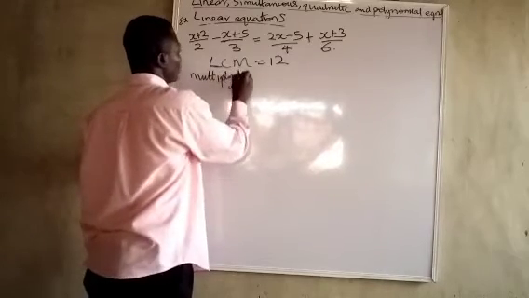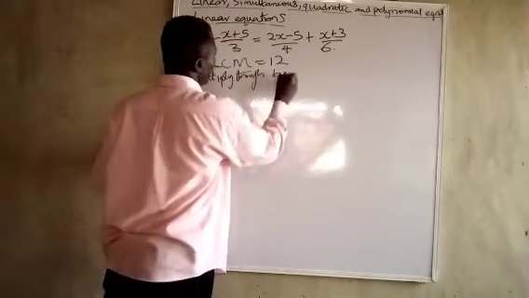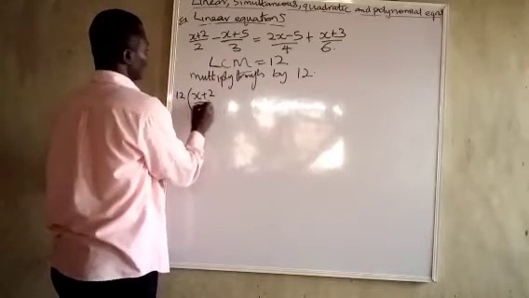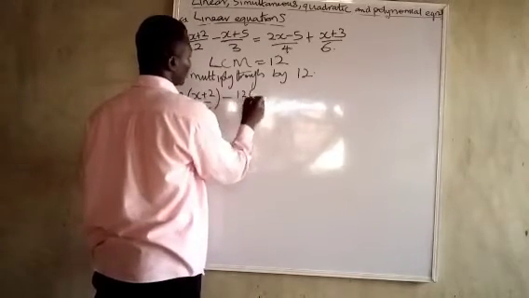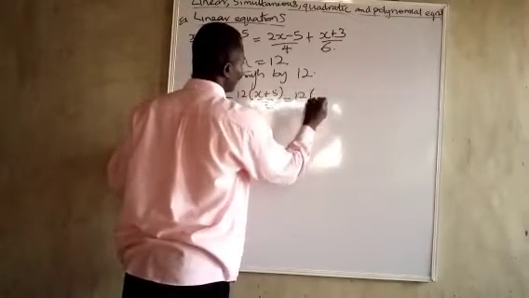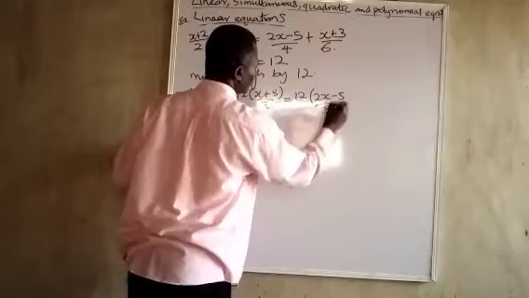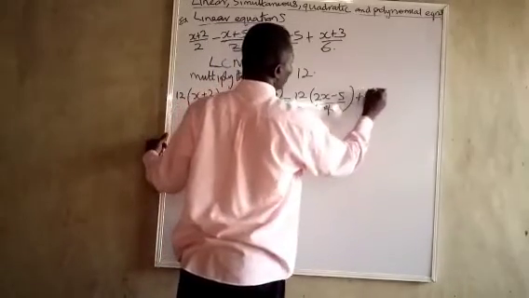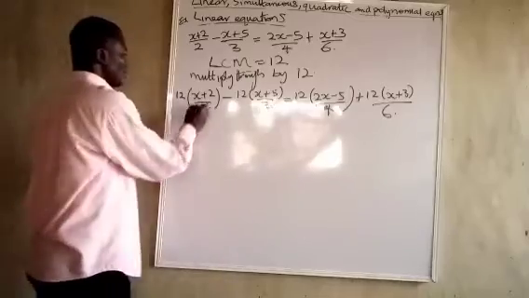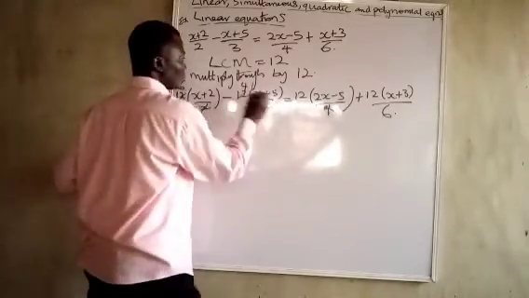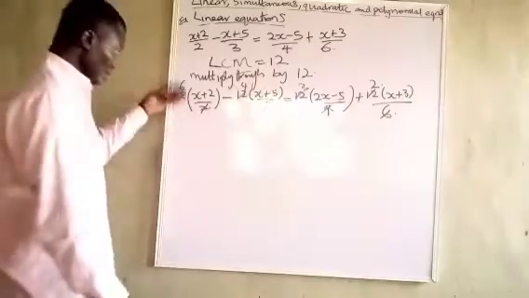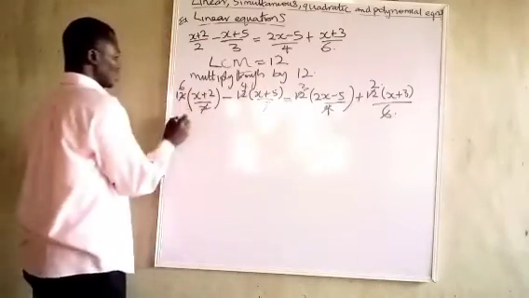Now, since we have found the lowest, for ease, let's multiply through by the LCM. Multiply through by 12. So what are we going to have? We are going to have 12 into x plus 2 over 2 minus 12 into x plus 5 over 3 is equal to 12 into 2x minus 5 over 4 plus 12 into x plus 3 over 6. Now this one gives me 6 here. 4, 3, and 2. So from here I can now expand straight. You can write it out, you can expand straight from here.